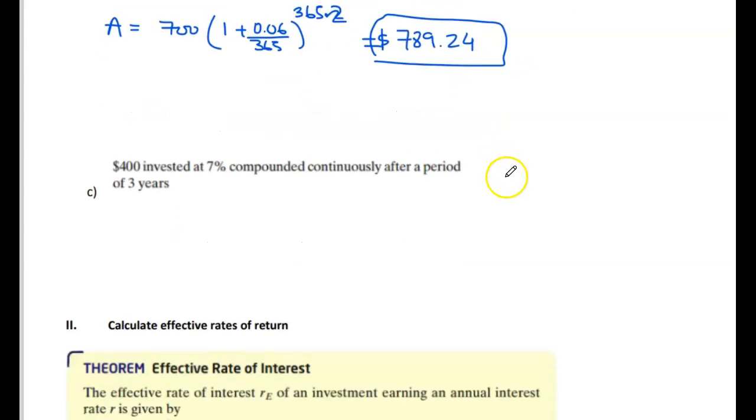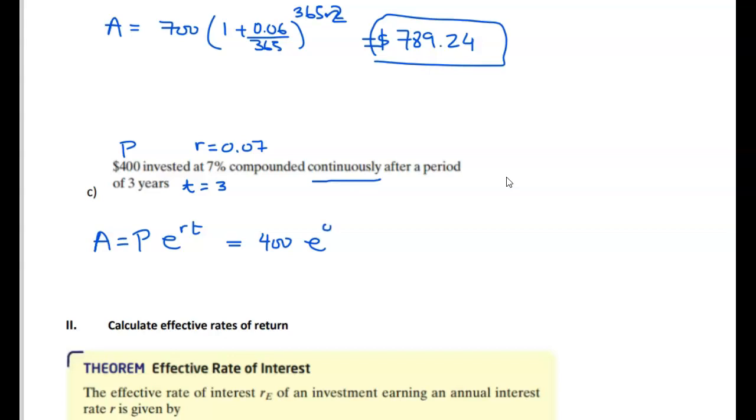All right, let's look at the next one. $400 invested at 7% compounded continuously after a period of 3 years. So with continuous compounding, the formula changes. It's going to be A equals P e to the RT. So P is 400, R is 7% in decimal form, so 0.07, and T is 3 years. So we have 400 times e to the power 0.07 times 3.